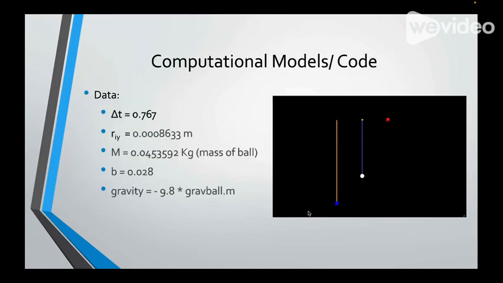Okay, the computational models, code. This is the data that I used for all the initial conditions, and the code. Delta T equals 0.0167. Starting height was 0.0086. Mass was 0.0453. And then the B I found to give me the most accurate results was 0.028. And then this was gravity for the ball.